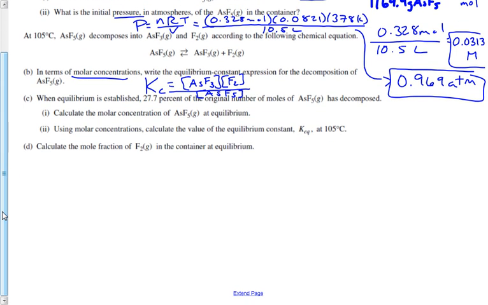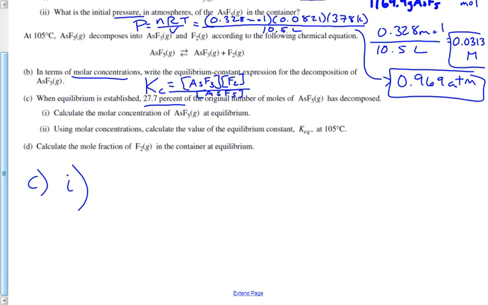When equilibrium is established, 27.7% of the original number of moles of ASF5 has decomposed. I'm going to write it down here. Calculate the molar concentration of ASF5 at equilibrium. Okay, so I just want to have that out there. Anybody? Thoughts? Anybody have a thought of how they want to start this problem? Maybe it's not the way that I would do it, and that's okay.